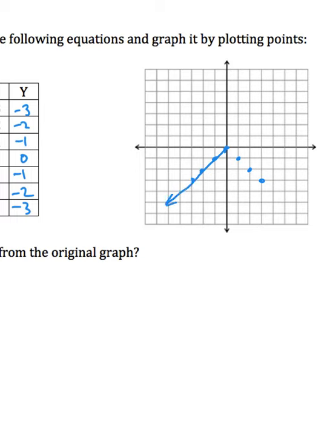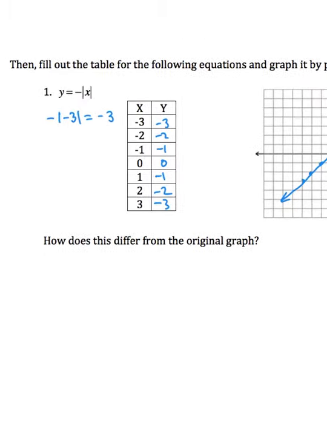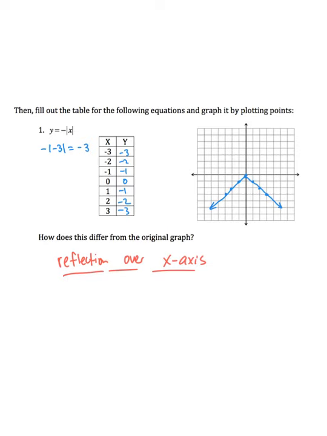So what happened to this graph? And hopefully you're telling yourself it just flipped it upside down. And that's exactly what happened. And so the math way of saying this is it is a reflection over the x-axis. So this is considered a reflection. That is the type of transformation we're talking about. You could say it's flipped upside down, and that is correct, but the mathematical term we say is reflection over the x-axis.